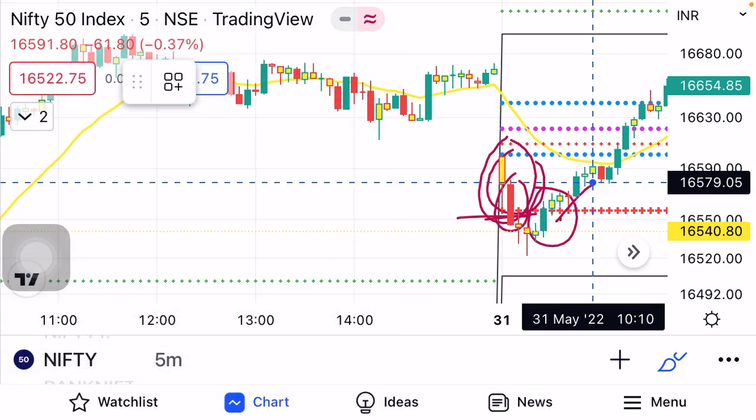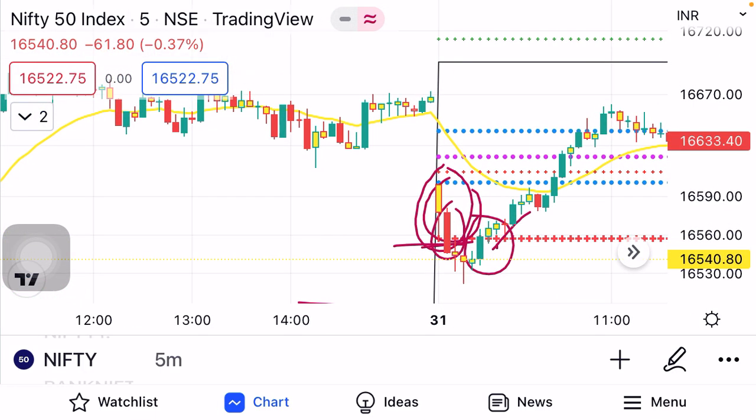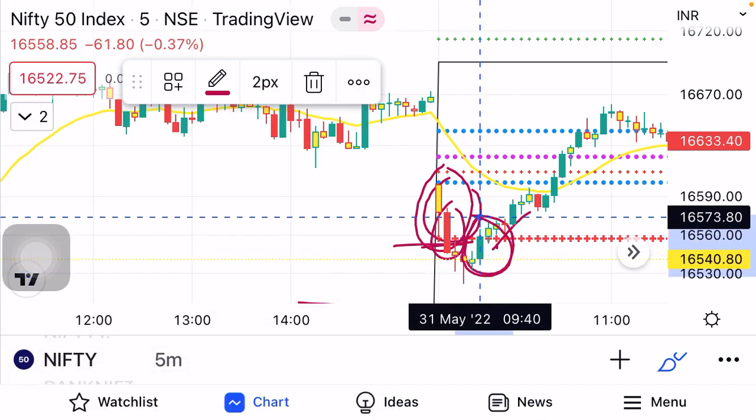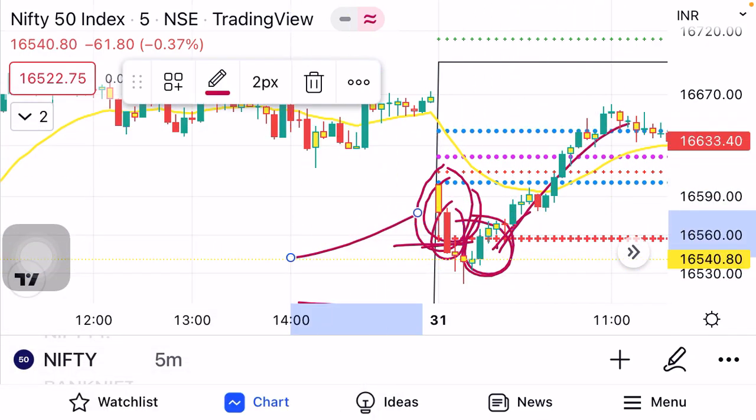And one more important point is the market should open below the previous day low for bullishness, right? So we can go long here at this point, and the target will be according to your risk reward ratio. That's all for the month of May.